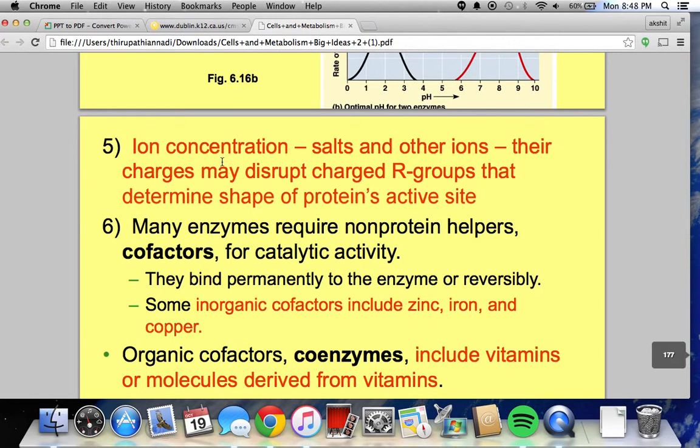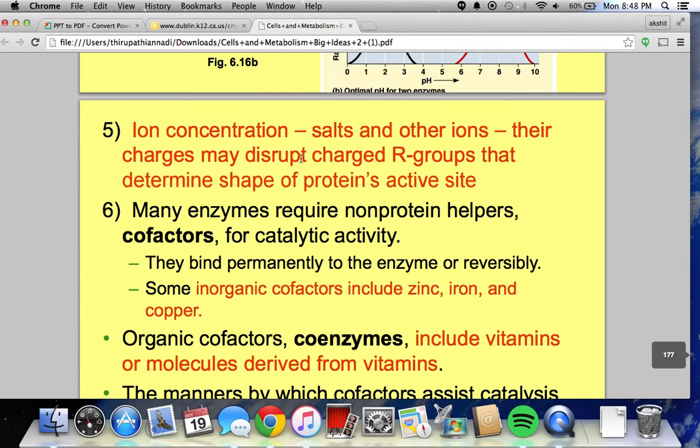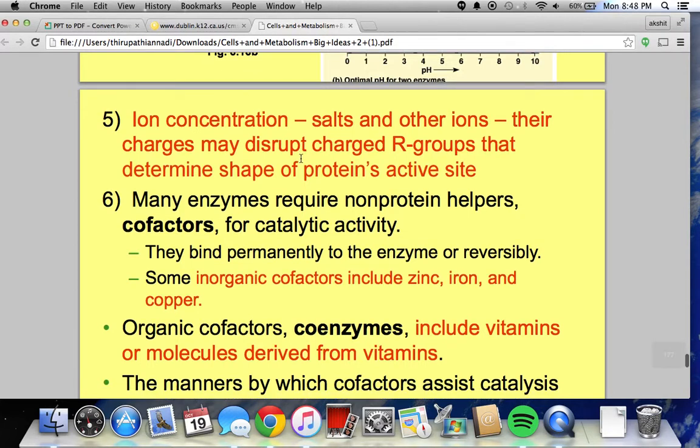Ion concentration also affects the reaction rate because if you have too many ions, then the R groups in the enzymes are going to interact with the ions and it's going to lose its shape a little, because the polar R groups are going to be attracted to the ions. So it changes its tertiary structure, if you remember that from the last chapter.